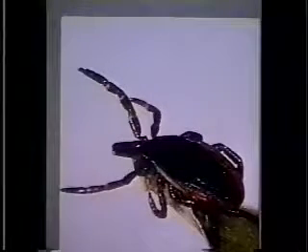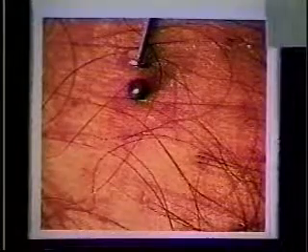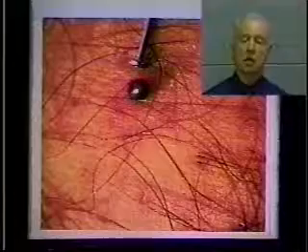This is the Ixodes tick, and it is the nymphal form of the tick that is the most important in transmission to humans. These are very small, as is shown in this slide, and this then is the characteristic lesion that occurs in humans following the bite of this Ixodes tick.